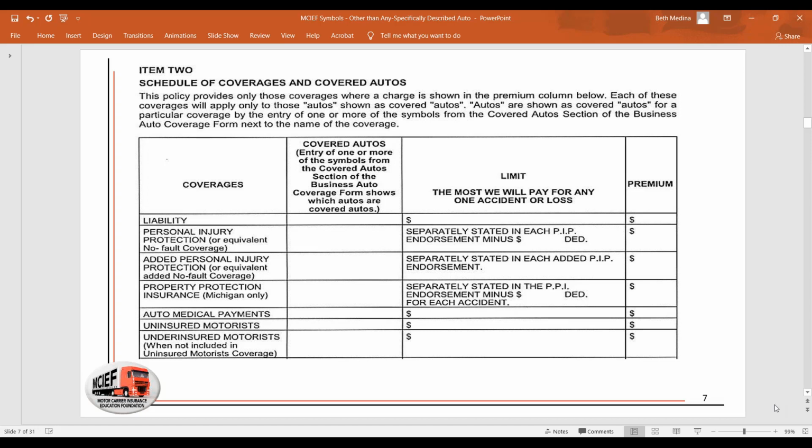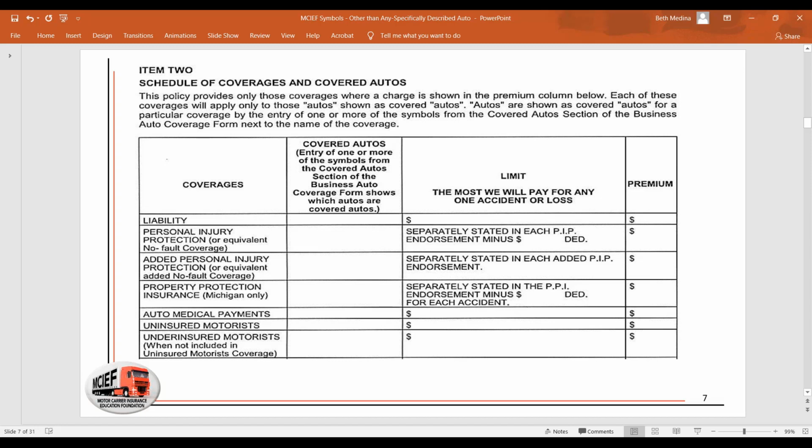This policy provides only those coverages where a charge is shown in the premium column below. Each of these coverages will apply only to those autos shown as covered autos. Autos are shown as covered autos for a particular coverage by the entry of one or more symbols, thus numbers, from the covered auto section of the business auto coverage form or the motor carrier's coverage form. These are the 7 items that have to do with liability.